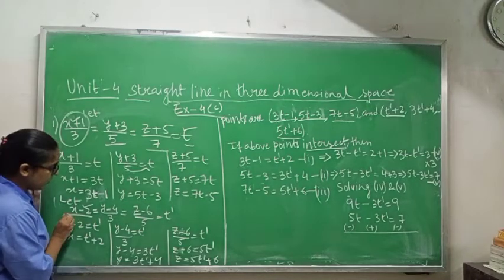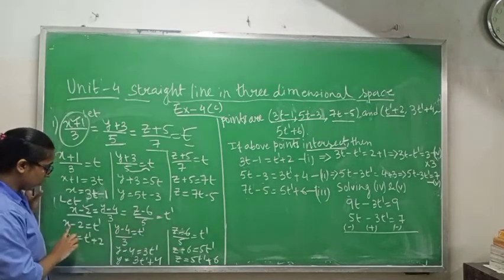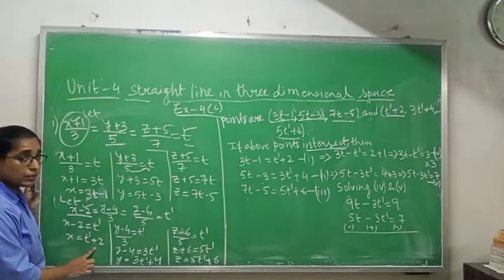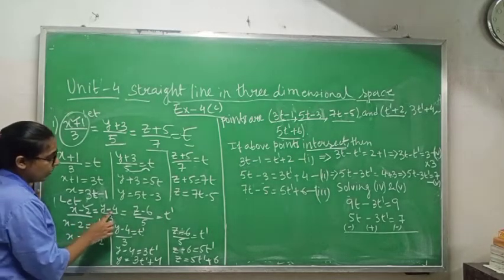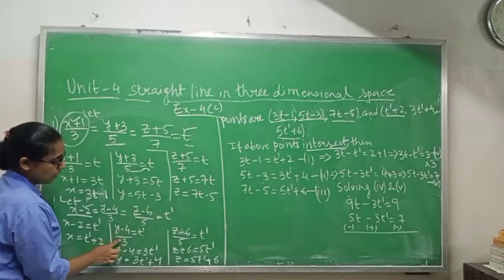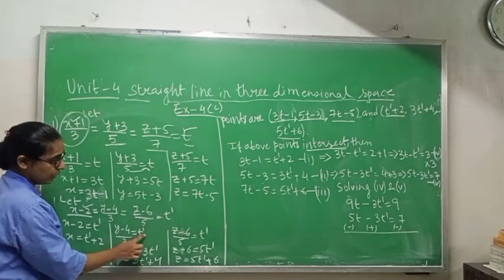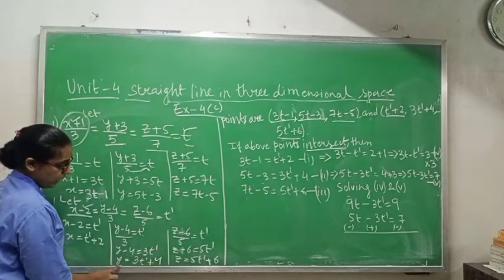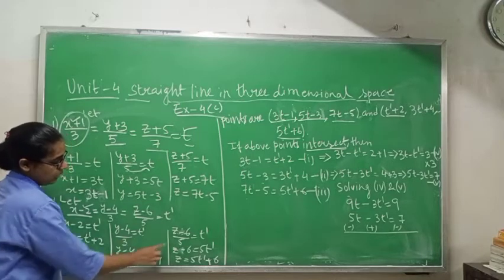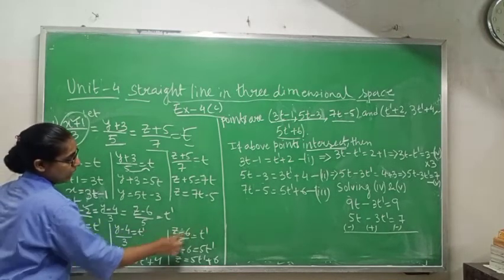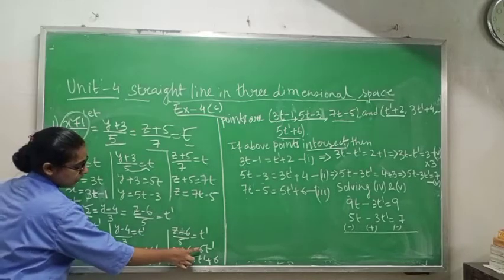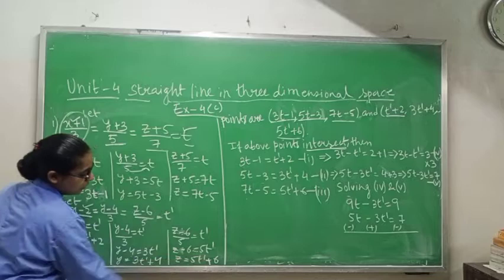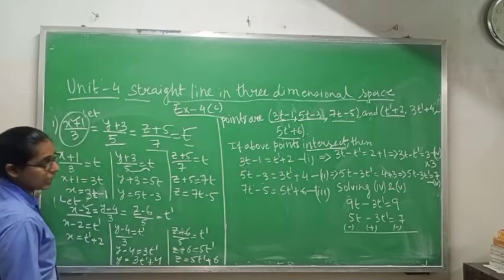Now x minus 2 equals t dash, so x equals t dash, and minus 2 will go to the other side and become plus 2. Now (y-4)/3 equals t dash, so 3 will come, it will become 3t dash, and minus 4 will become plus 4. So y equals 3t dash plus 4. Now (z-6)/5 equals t dash. 5 will multiply with t dash, so z minus 6 equals 5t dash. Minus 6 will become plus 6, so z equals 5t dash plus 6.